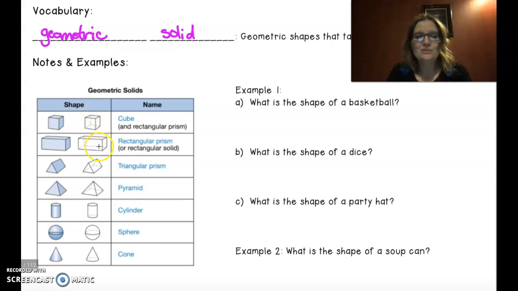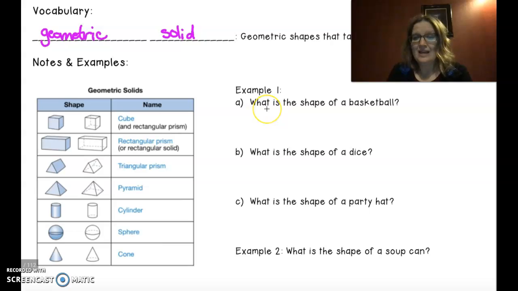We have cubes, these little rectangular things that we would sometimes think, oh, that looks like the shape of a shipping box. Those are rectangular prisms. We have a triangular prism, pyramid, a cylinder, sphere, and cone.